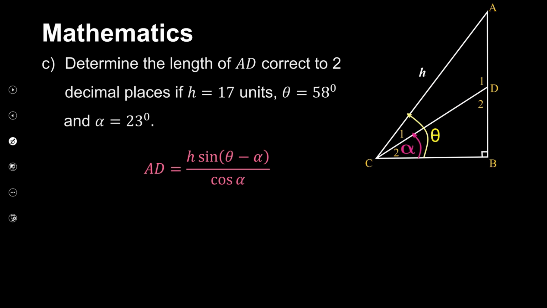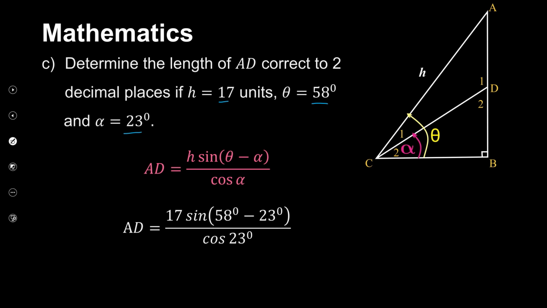Okay, they ask us to determine the length of AD correct to two decimal places. This is pretty simple because now they give us the actual values. This is just basic substitution, so you're just going to substitute the values in and get an answer with your calculator, 10,59 units. And now we have a value for AD, which is approximately 10,59 units.